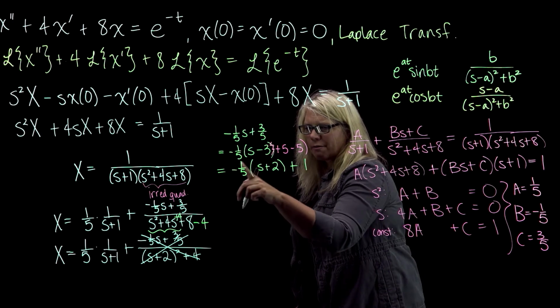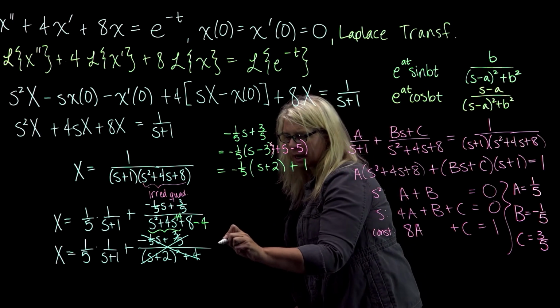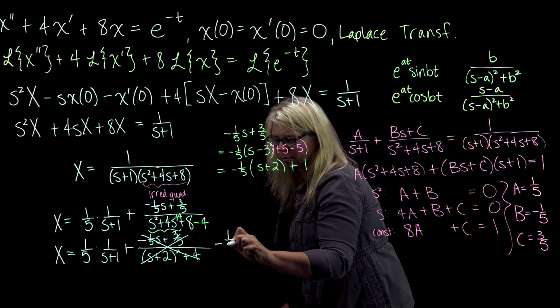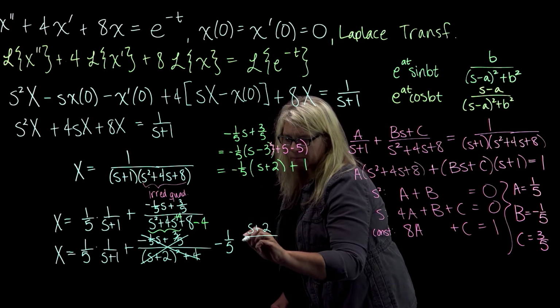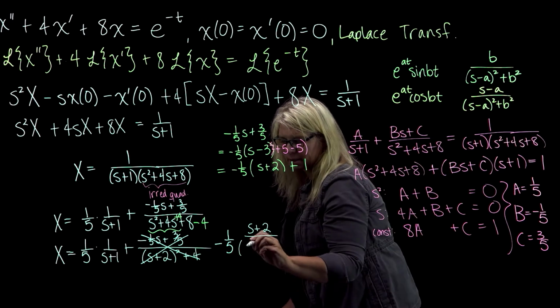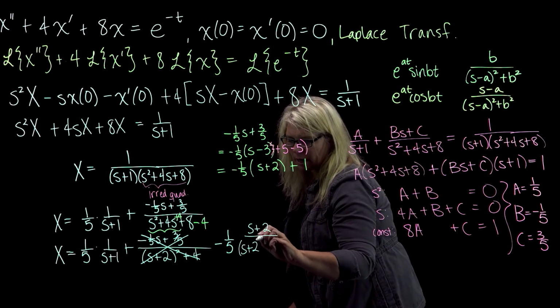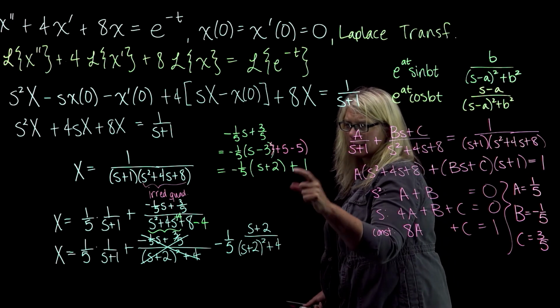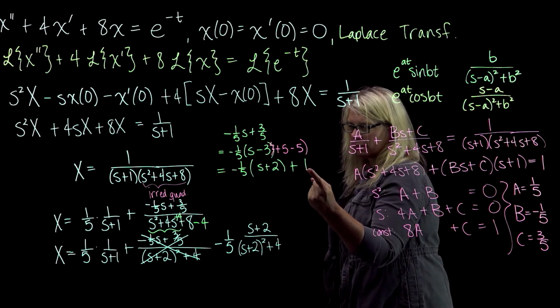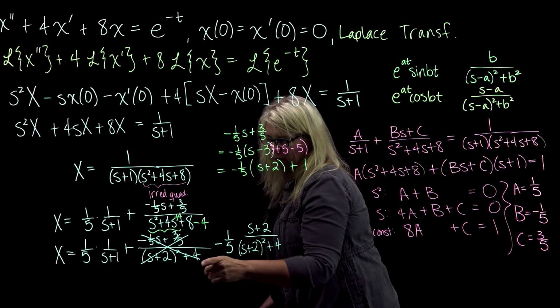So I want one fraction with s plus 2 on the numerator. That's going to have a coefficient of minus 1/5 out front. And the denominator is going to be this completed square. And then the other fraction is going to have a numerator of 1. So I'll have 1 over that.